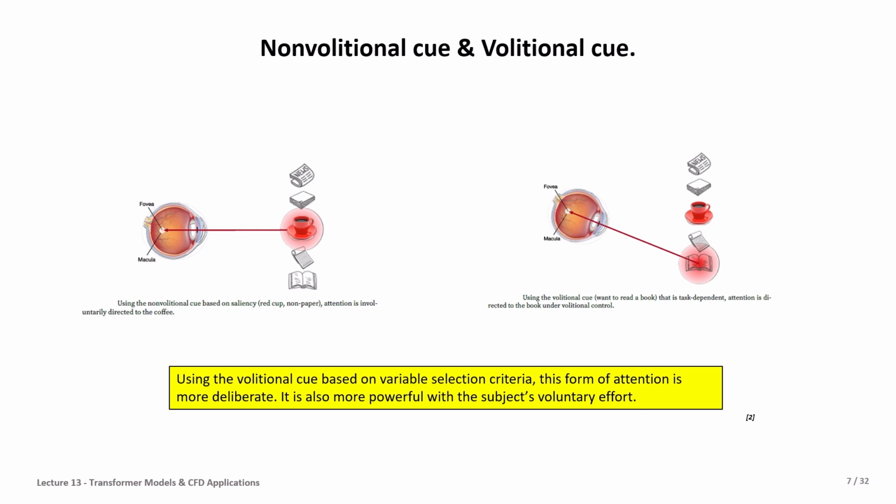But in the non-volitional cue, on the left-hand side, we have again these different objects. The idea is to find the thing which is non-paper, and also we can say the red cup here. This is based on the comparison. So we will see what is between these objects. It's a non-paper. It isn't made from paper. So we are looking to the red cup.